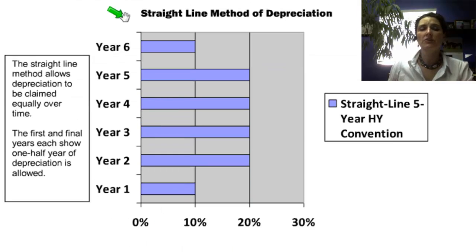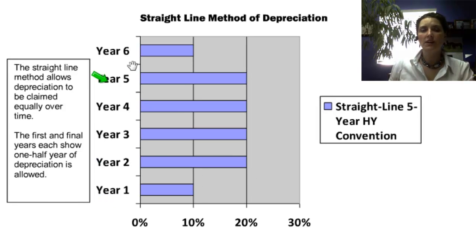And here is a table I created just to kind of give you a visual reference of how straight line works. And you can see in year 6 and in year 1, the deduction is the same, but in years 2 through 5, the deduction is equal over time.